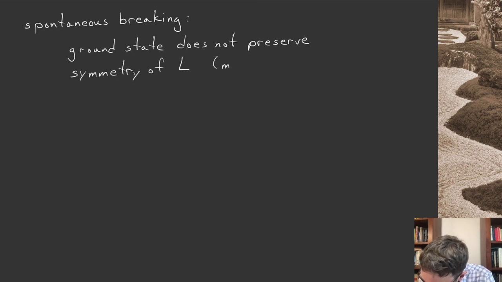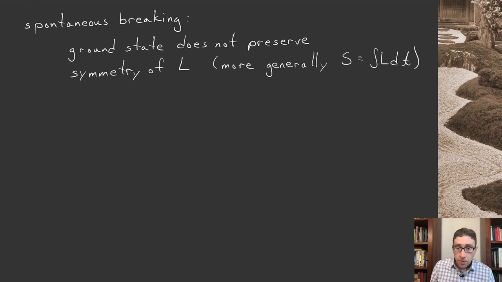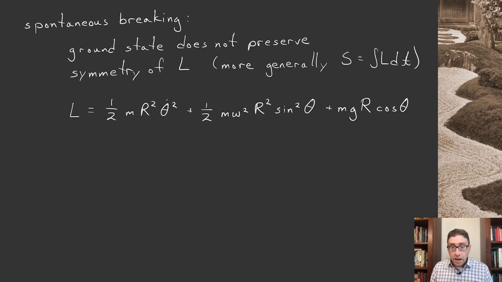Or more generally S. So let's see what happens with this case. Let's copy that Lagrangian from the previous page. So there it is. And I want to look for a ground state, or the lowest energy state. So in the lowest energy, I won't have any kinetic energy. So let's set theta dot equal to zero. And to satisfy the equations of motion, I need to make sure that dL d theta equals zero.